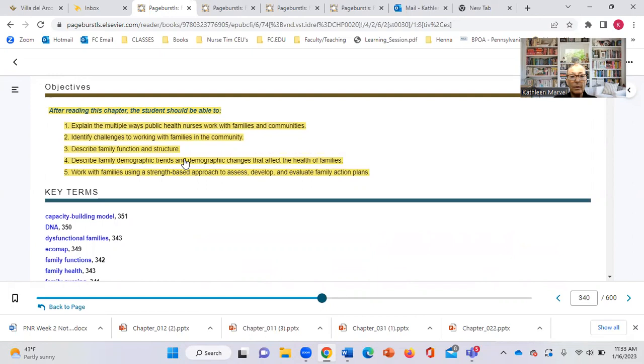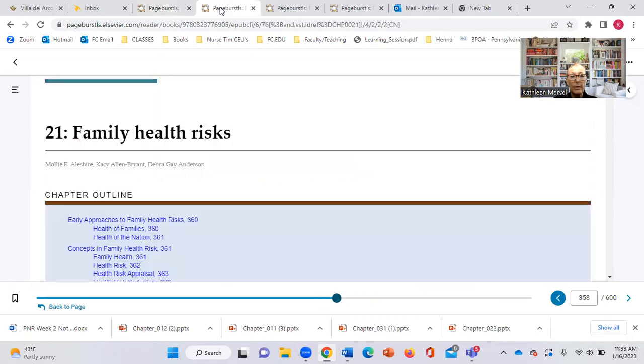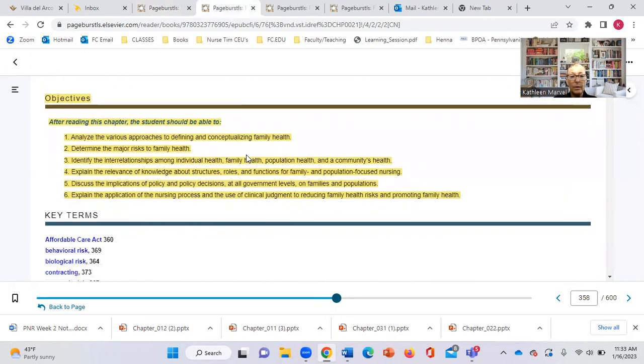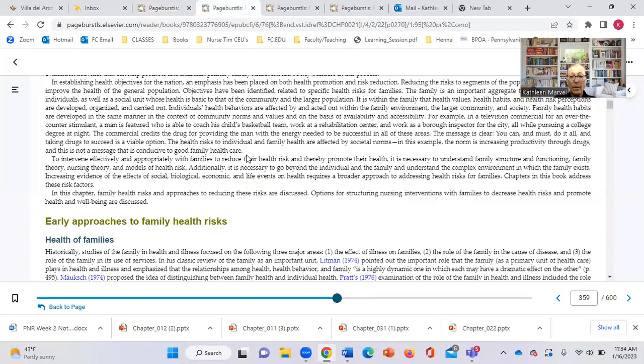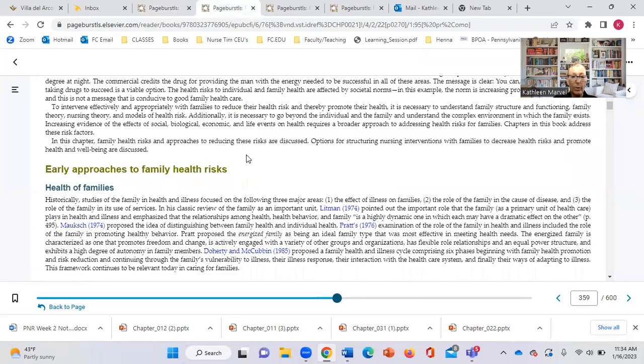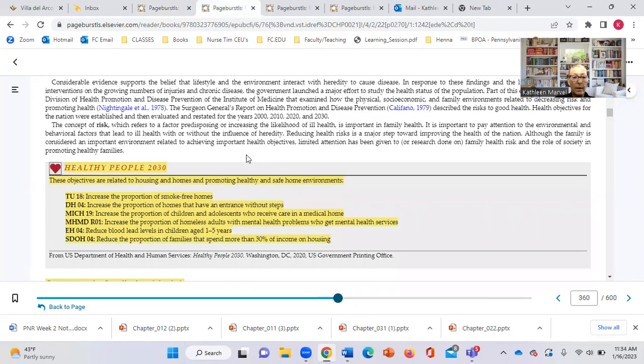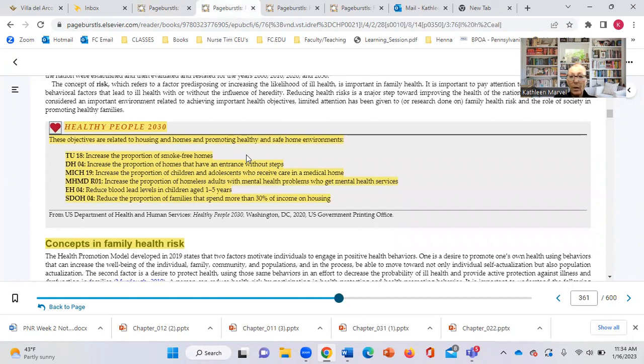Okay, let's move into the next chapter, 21, which is family health risks. Okay, again, let's look at our objectives. After reading this chapter, you should be able to do the following 6. Okay, so let's go through this chapter and look at what we need to have knowledge about to be able to articulate the objectives. Okay, Healthy People 2030 in this chapter is related to housing and homes and promoting healthy and safe home environments. So you can look at their 6 objectives.